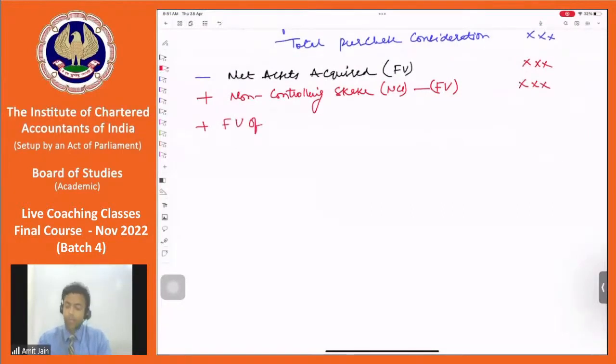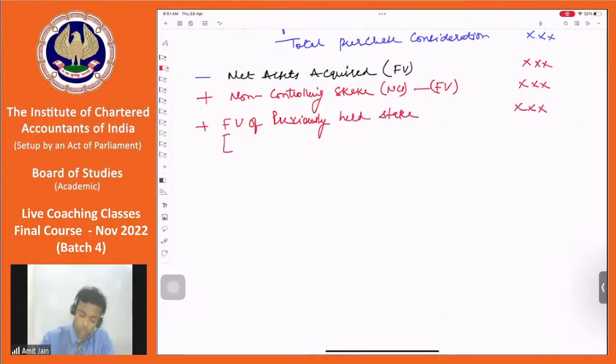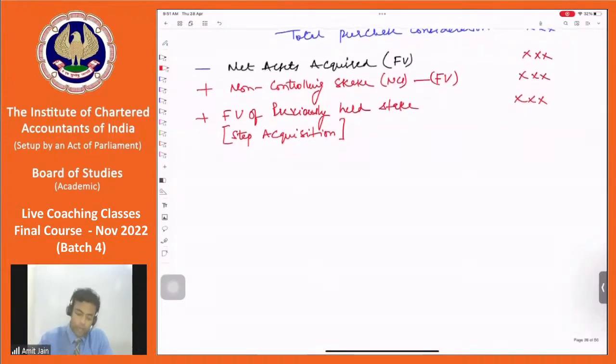Then we will add the fair value of previously held stake. Previously held stake, right? What is this? This is required in case of step acquisition, which we will discuss in the next class. Step acquisition, right? What is step acquisition? Today I have acquired 40%. After 1 year down the line, after 2 years down the line, I am acquiring an additional 20% stake. So my total percentage stake has reached 60%, more than 50%, right? That is the case of step acquisition.